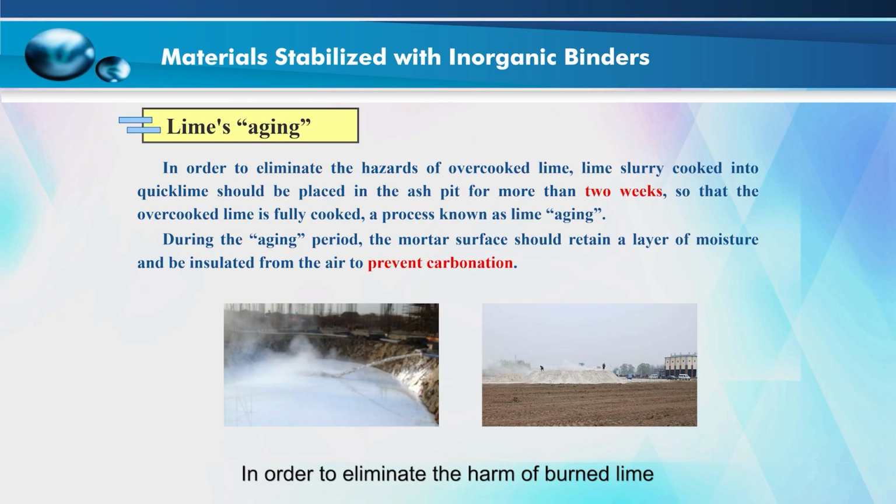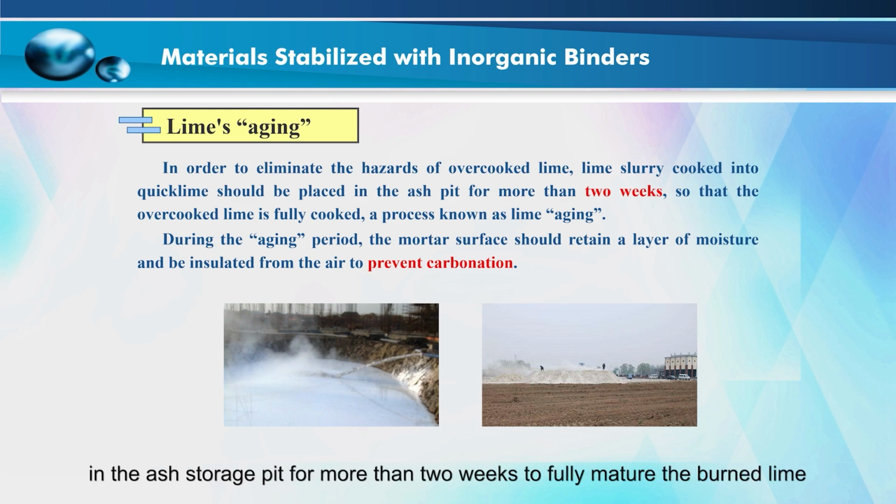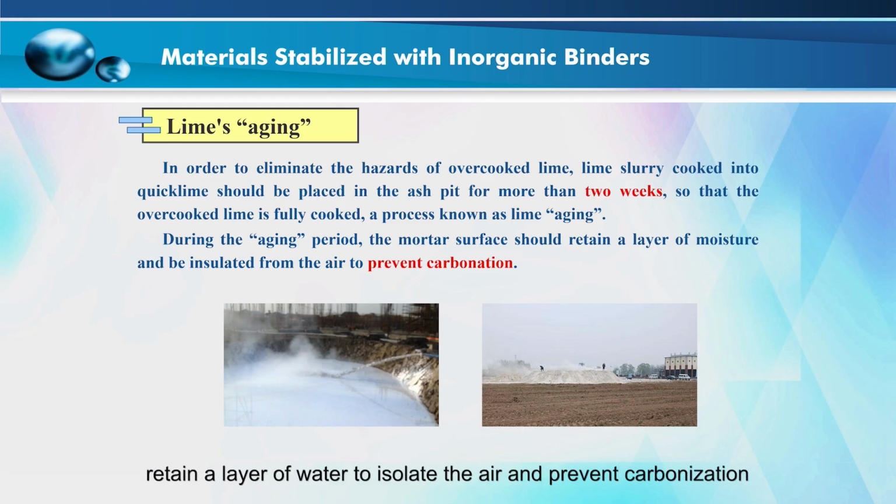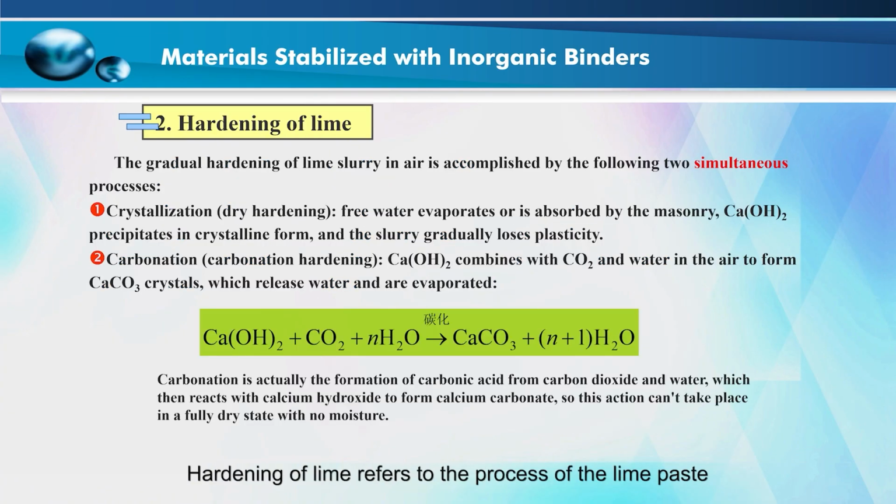In order to eliminate the harm of overburnt lime, the lime slurry matured by quicklime should be placed in the ash storage pit for more than 2 weeks to fully mature the burnt lime, which is called the aging of lime. During the aging period, the surface of the mortar should retain a layer of water to isolate the air and prevent carbonization. Hardening of lime refers to the process of the lime paste changing from a plastic state to a solid with a certain strength.